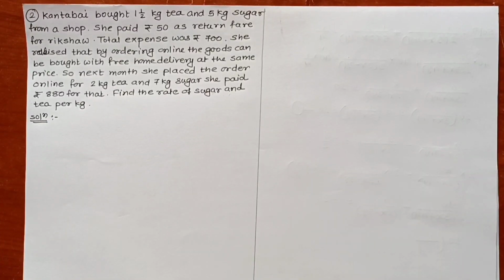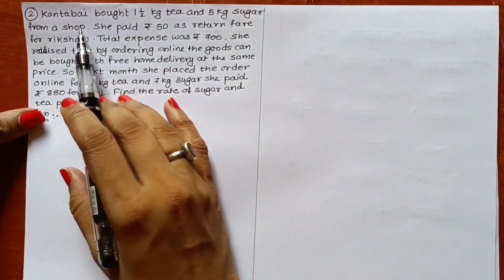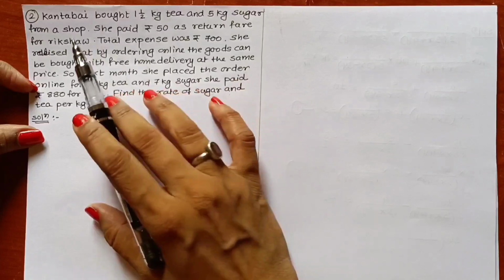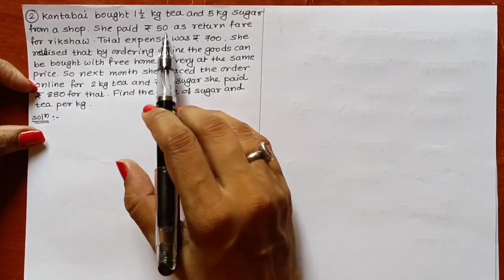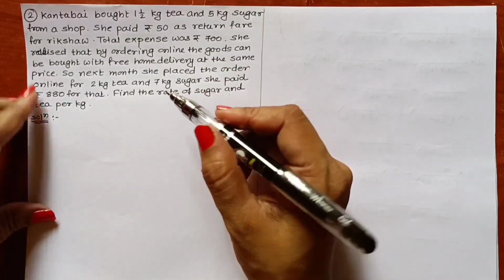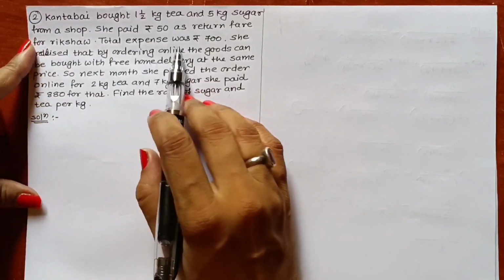So as you all can see, I have written the question on my page. Let us read the question. Kantabai bought 1.5 kg tea and 5 kg sugar from a shop. Then she paid rupees 50 as return fare for rickshaw. She has to pay this much rupees for rickshaw also, and total expense was 700.